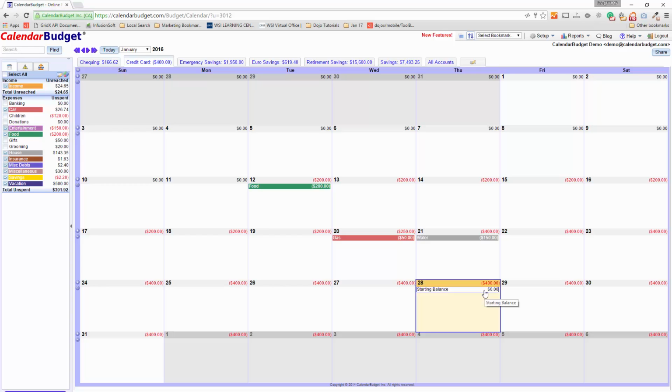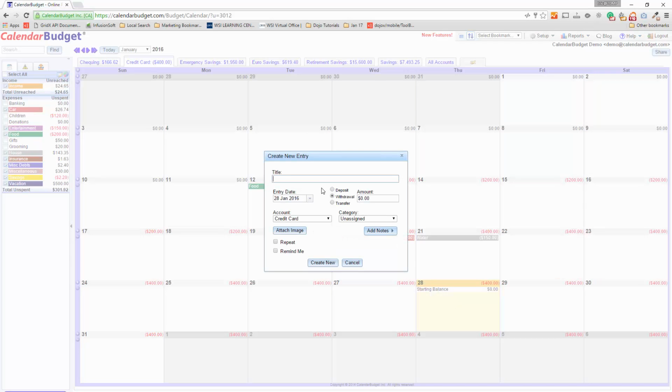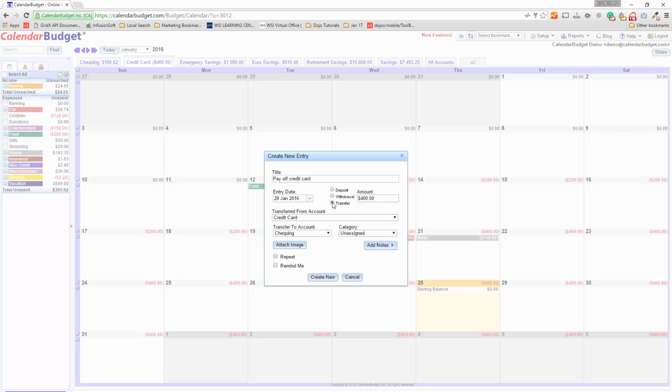That's how credit cards operate, usually with a negative balance. So what we want to do now is do a transfer. So I'm going to just create a new entry here. This is going to be a pay off credit card entry. I'm going to pay off the full amount, so I know that that's $400, and I'm going to set it to be a transfer, and watch what happens when I switch it to a transfer.